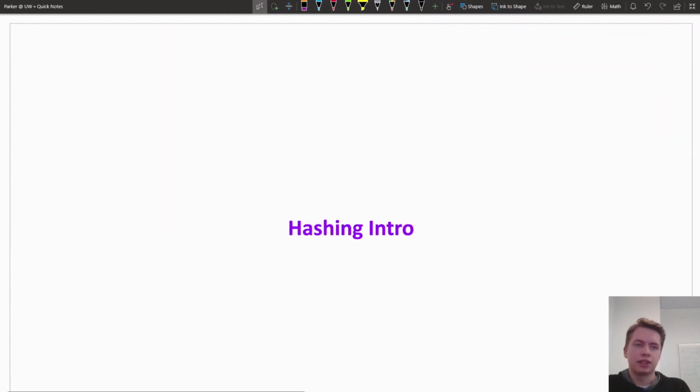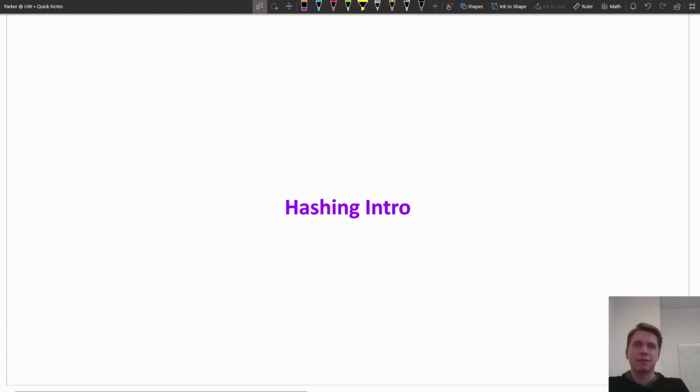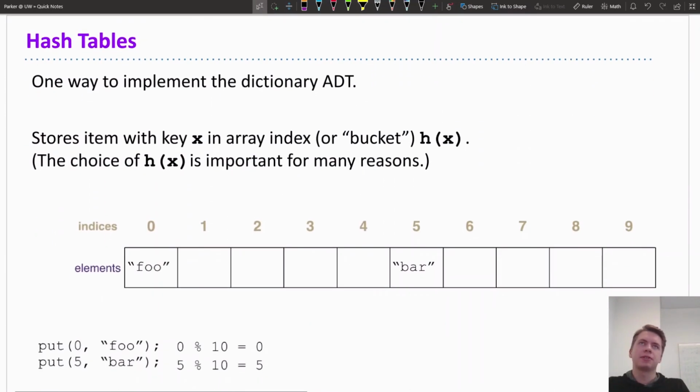All right, let's get into some hashing. As a reminder from lecture, hash tables are one way to implement the dictionary or map ADT, where we'll have a collection of key value pairs that may or may not be sorted by their keys. And we now have the ability to look up values given their key. This lookup feature is the key component of a dictionary or a map.